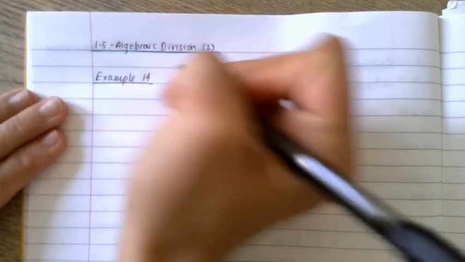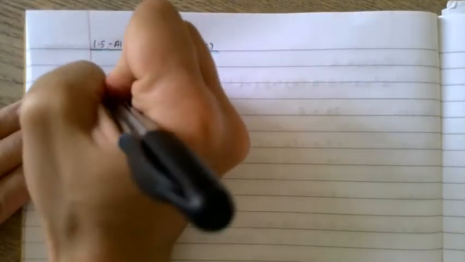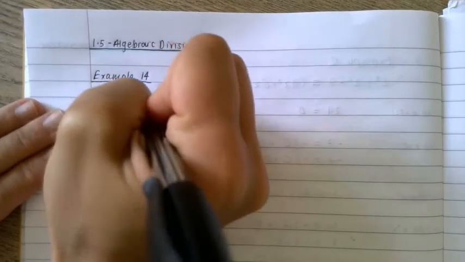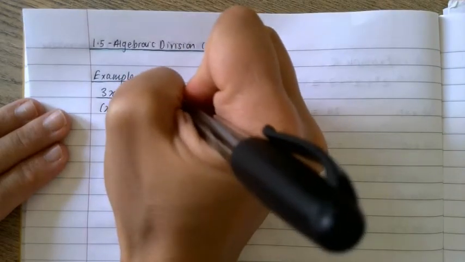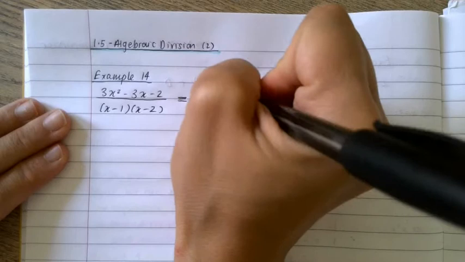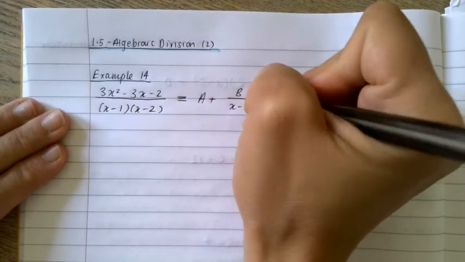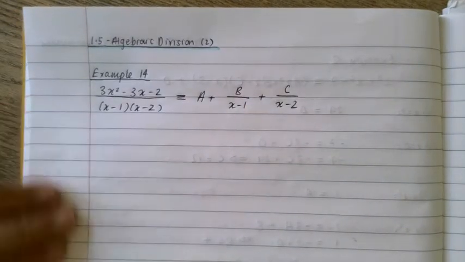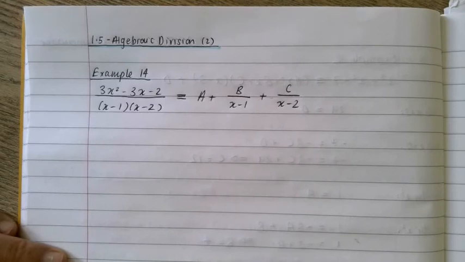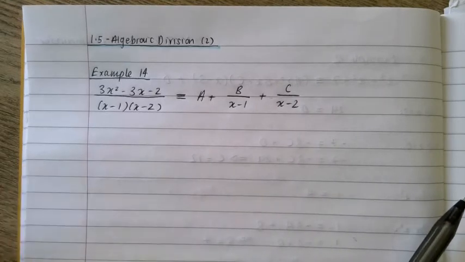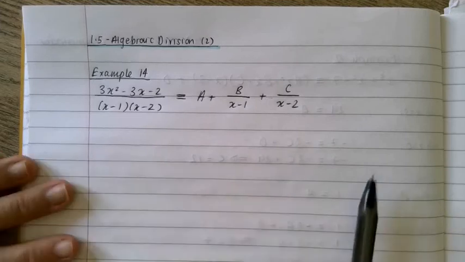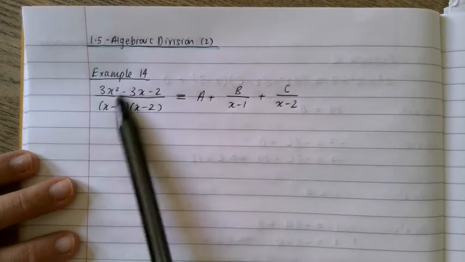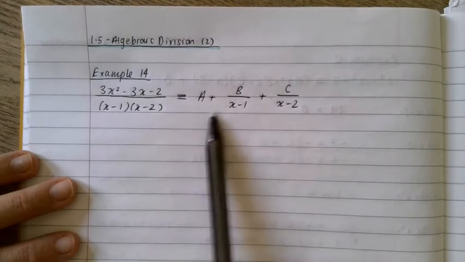And example 14 says, given that (3x² − 3x − 2) over (x − 1)(x − 2) is identical to A plus B over (x − 1) plus C over (x − 2), we need to find the constants A, B and C. So what I would first be thinking if this was an unseen question is, okay, I'm converting an algebraic fraction into partial fractions. I can see that quite clearly.